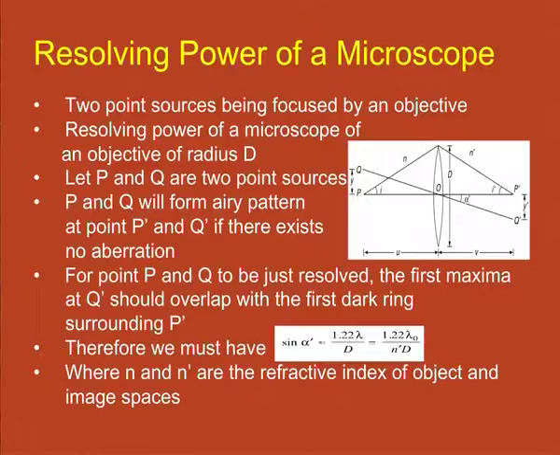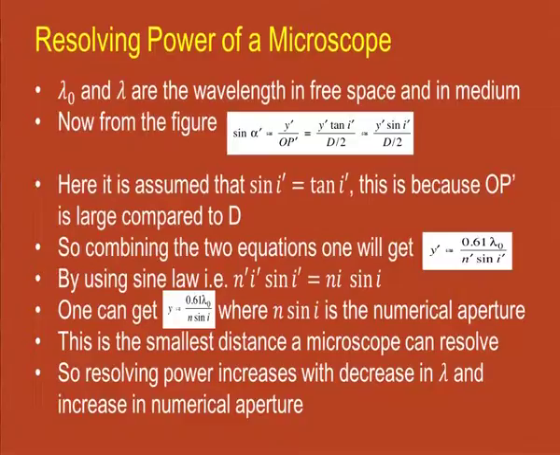Therefore, we must have sin alpha prime equal to 1.22 lambda divided by d, and that is equal to 1.22 lambda 0 divided by n prime d, where n and n prime are the refractive indices of object and image space, and lambda 0 and lambda are the wavelengths in free space and in the medium.